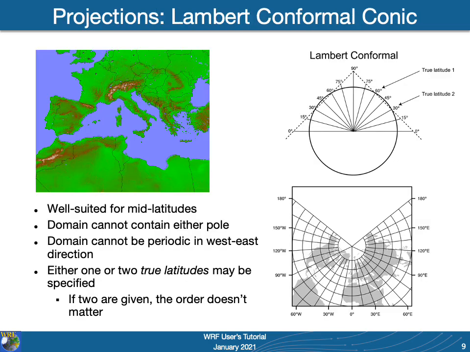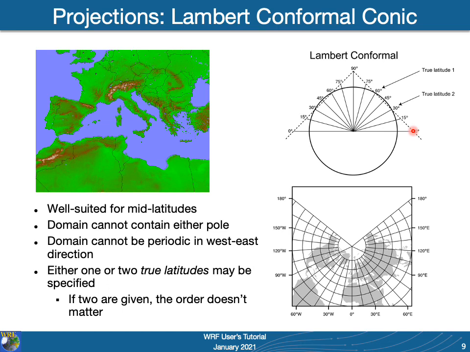So the first of these projections is the Lambert conformal conic projection. And this is formed by taking a cone and setting it over the northern hemisphere of the Earth or over the southern hemisphere of the Earth. And once we've done that, we project rays out from the center of the Earth through the Earth's surface and onto this cone. And that defines a mapping between points on the Earth's surface and points on the cone.